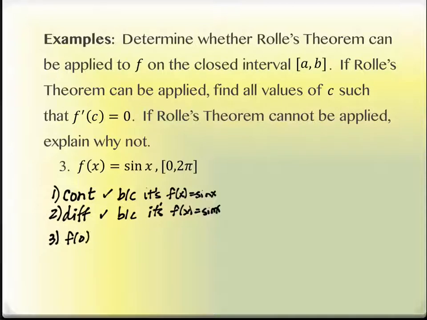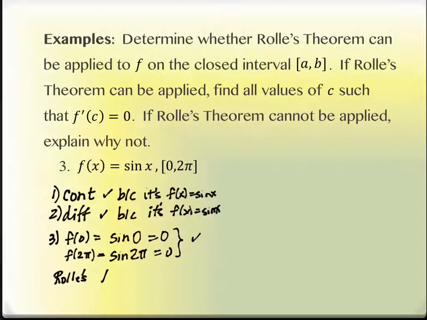So our endpoints here are at 0 and at 2 pi. So what is sine of 0? It's 0. And what is sine of 2 pi? It's also 0. So these match, right? They do. So the result of those 3 steps is that Rolle's theorem applies. So then, since Rolle's theorem applies, what am I allowed to do? Well, I'm allowed to take the derivative, set it equal to 0, and solve. So here's my derivative for sine. What is it? It's cosine.